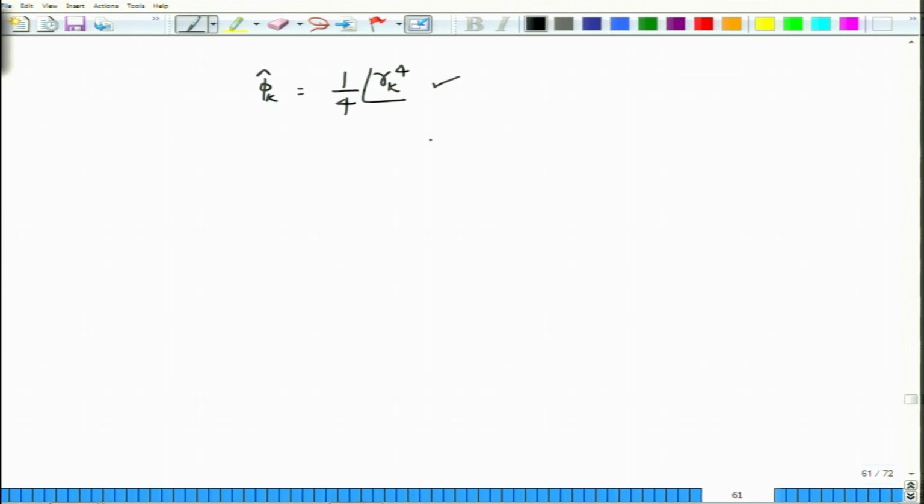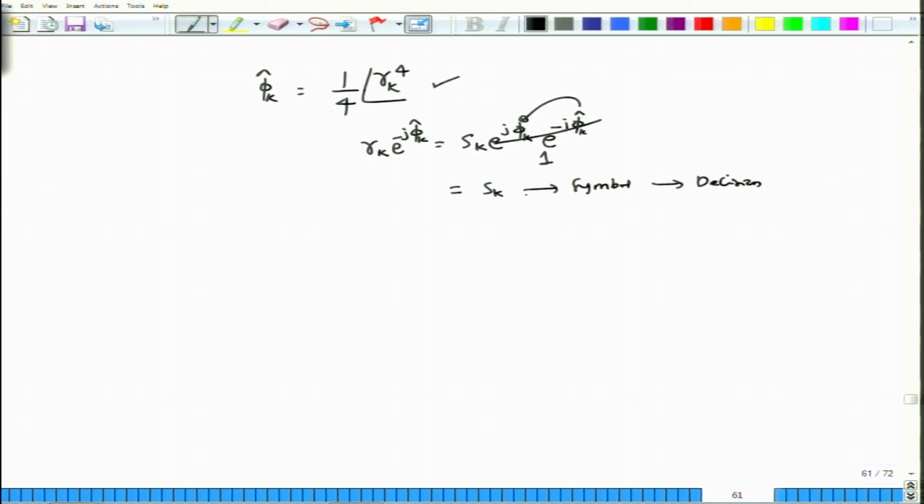So once I obtain this phase estimate, I go back to the received signal Rk and multiply it by the phase estimate. What is the result of doing this? I had originally Sk e^(jφk), which was unknown. When I multiply this by e^(-jφk hat), and if this estimate and φk are close to each other, then the product will be equal to 1, and what you get here will be just Sk, which is my symbol, and this can go to the decision device. So this is as simple as that.